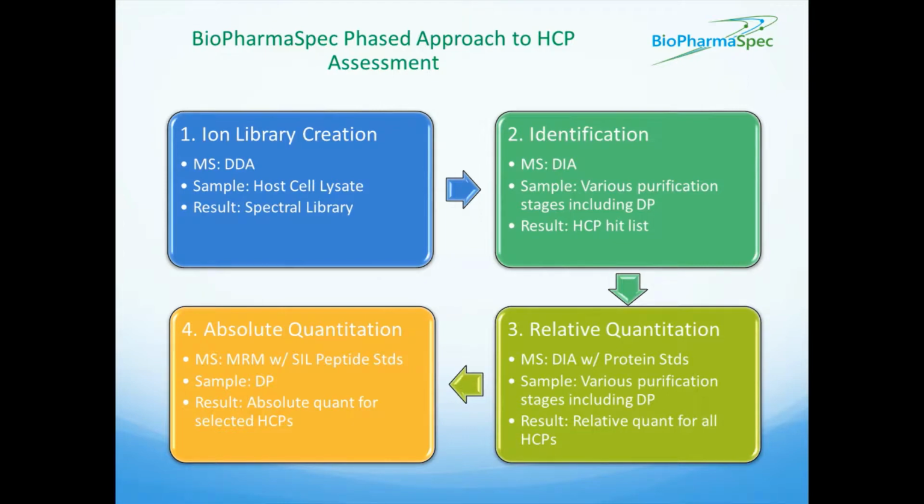To address host cell protein analysis, BioPharmaSpec applies a phased approach, including discovery, identification, relative quantitation of many host cell proteins at once, and then finally targeted quantitation using synthesized heavy-labeled peptide analogs as standards and multiple reaction monitoring to determine an absolute and accurate concentration estimate for a few key host cell proteins. This process generally involves 3 different mass spectrometric methods and 2 different types of mass spectrometers.